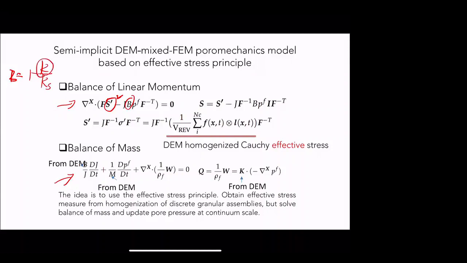Because we can predict the volumetric expansion and then get an updated tangent K as we compress the material. So that B is computed from a DEM assembly. Another thing worth noticing is that we can also update the M, which is called the Biot modulus, which is also a function of Ks, Kf, but also K, and also the Biot coefficient.